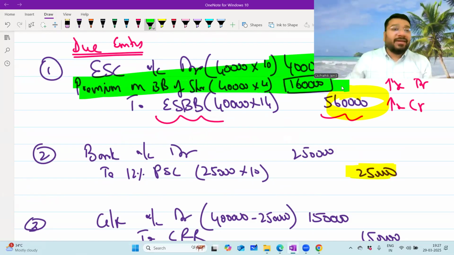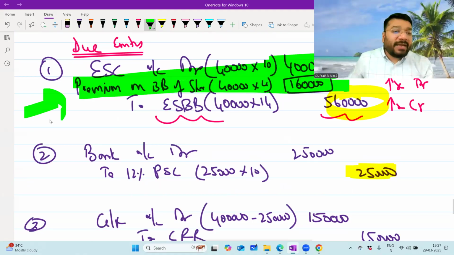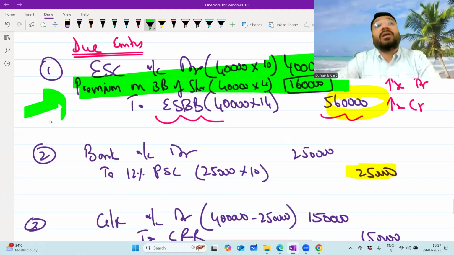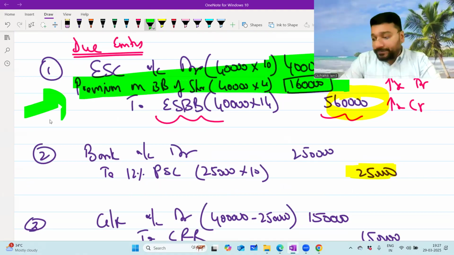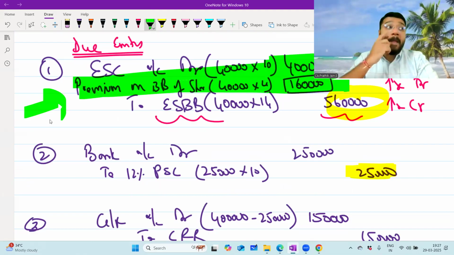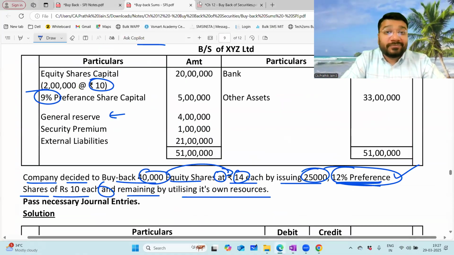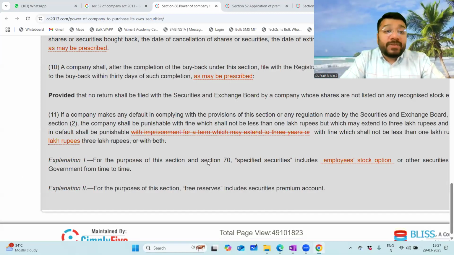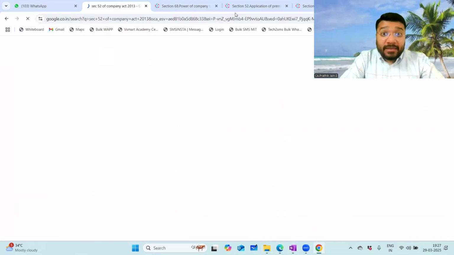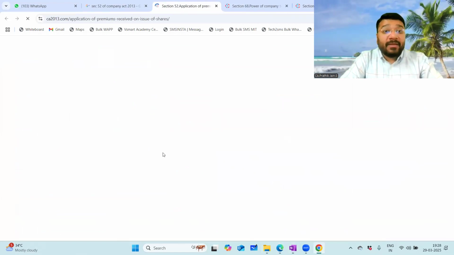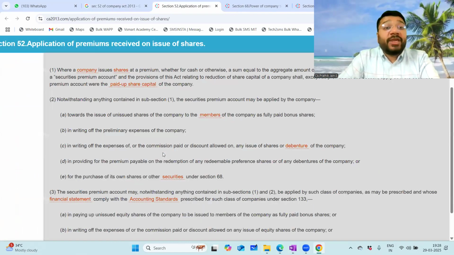Now, this premium is a loss. Can I transfer this to the statement of P&L directly, or can I knock it off from the security premium account? It can be. For that, I will take you to section 52. Please go through section 52 properly, and tell me, can I use security premium for the purpose of writing off the loss on the premium of buyback?